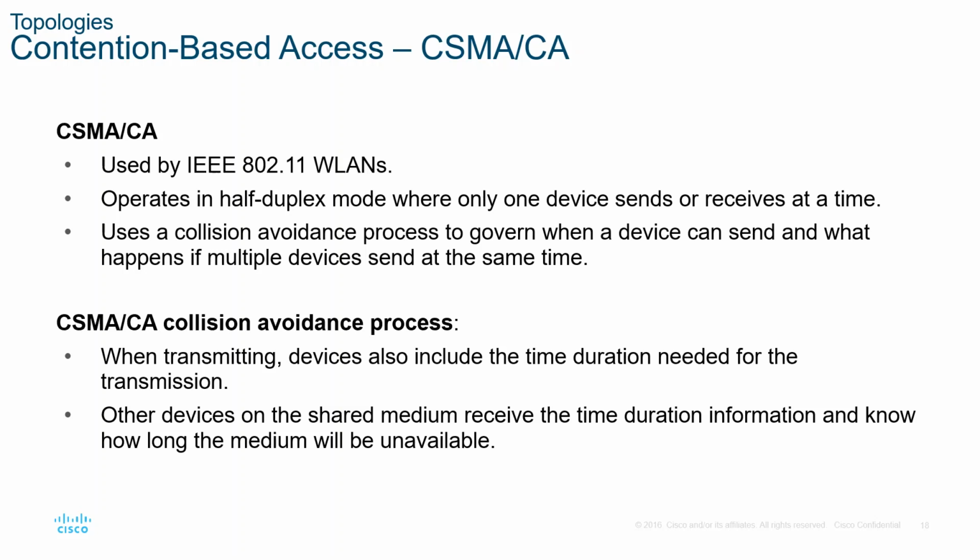In CSMA/CA, which is the technique used to avoid collision in wireless LAN, when transmitting, devices also include the time duration needed for the transmission. Other devices in the same transmission medium will receive the time duration information, and they will know how long the medium will be unavailable for them. So they will not transmit a frame within the given time duration.